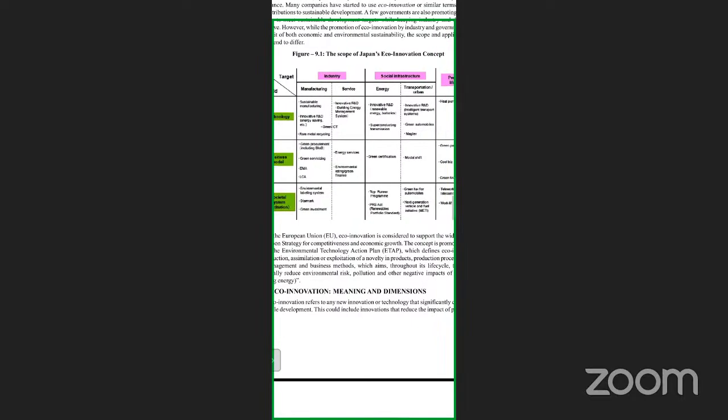And transportation and urban, when we look at social infrastructure, innovative R&D, that is intelligent transport systems, green automobiles, and maglev. For business models, we have modal shift, and for the social system, we have green tax for automobiles, next generation vehicles, and fuel initiative. Now we are using green tax, or that is nothing but EV vehicles, whatever we are using now.